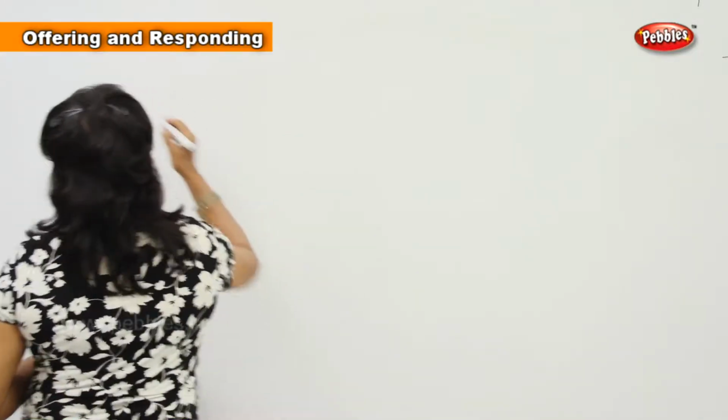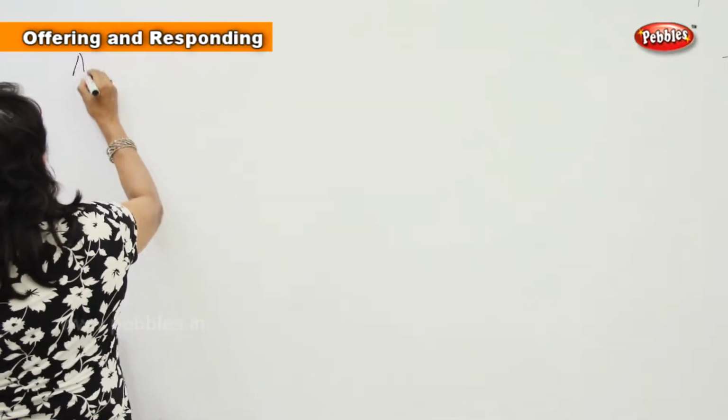Okay, now I'm going to give you a telephonic conversation where somebody is offering help and how the other one accepts or rejects it. Take down this conversation and we will practice it orally. A telephone conversation between A and B.